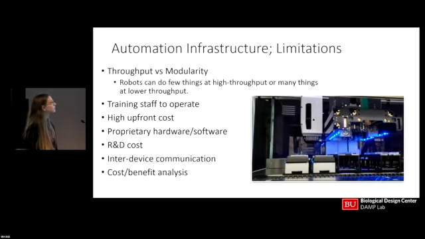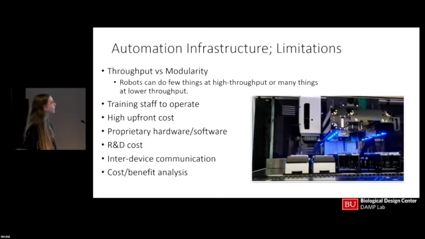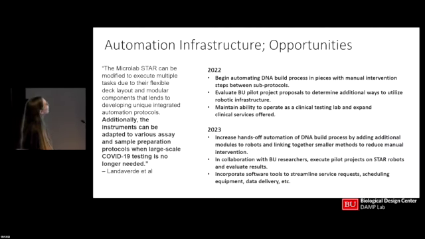Oh, and this is just a little, it's the Hamilton. And so our next steps are, we are currently automating the DNA build process in pieces with manual intervention. So this goes along the same thing of the cost benefit analysis. Does it make sense to automate it? Maybe it's easier just to have a person take the plate and move it somewhere else.